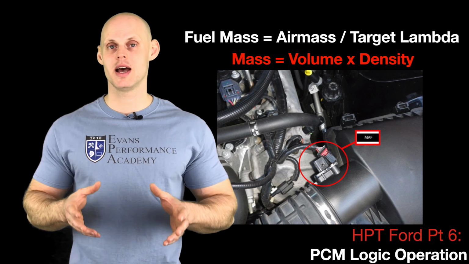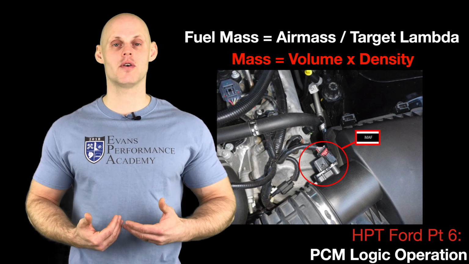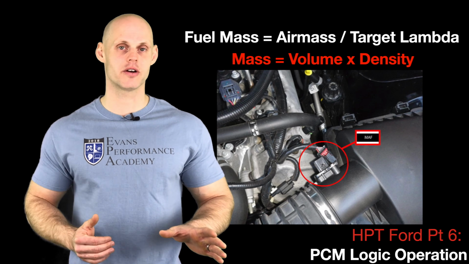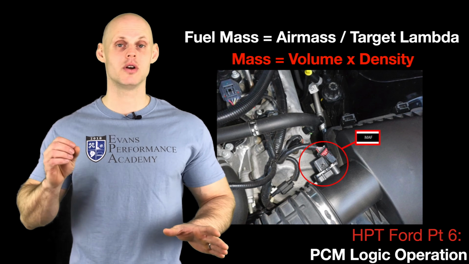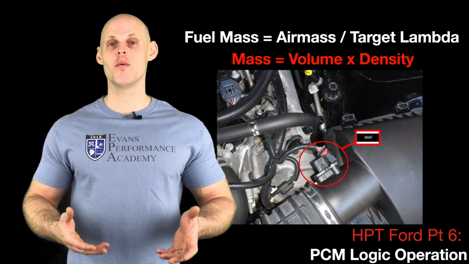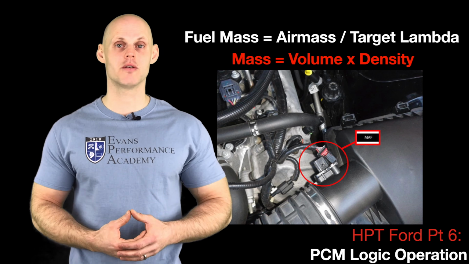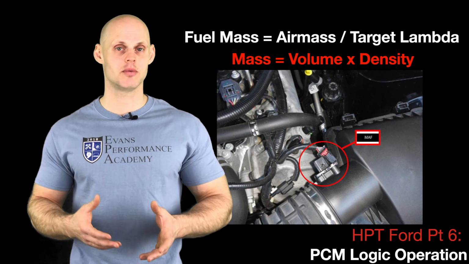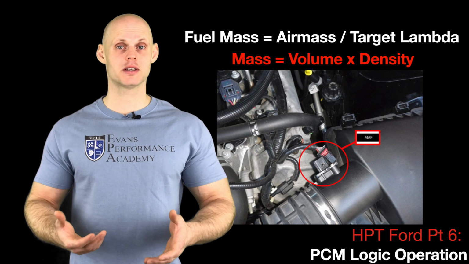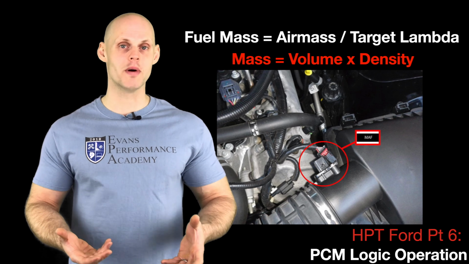Once we know the air mass that's entering the engine, we can specify what we want the engine to run at as far as our desired target air fuel. So again, fuel mass is equal to air mass divided by target air fuel. We know the air mass, and we specify what we want the target air fuel to be. For idle and part throttle driving, that's typically going to be 1.0 lambda, or stoichiometric, which is the equivalent on a gasoline air fuel scale of 14.7 to 1. So that's going to be idle and cruising conditions. Again, we know what the air mass is going to be, we've specified the desired target air fuel or desired lambda, and we can figure out what the fuel mass is going to be.